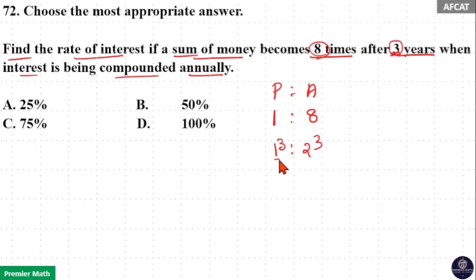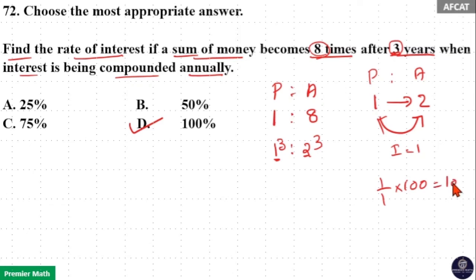Now, you can see one part is the principal for 1 year and 2 part is the amount for 1 year. So, 1 becomes 2 at the end of 1 year. This is principal and this is amount. So, the amount will come double the principal, which means 100% is the rate. 1 becomes 2 means interest is 1 part. So, 1 by 1 into 100 is equal to 100%. So, option D is your answer.